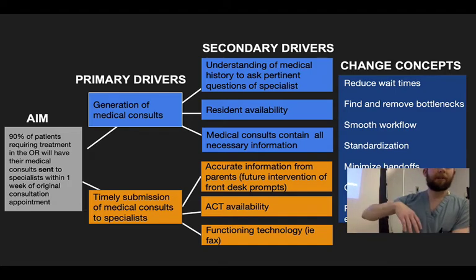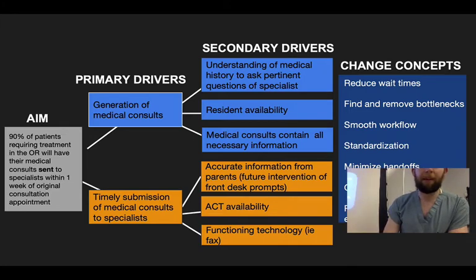So secondary drivers, we'll go into, I guess we're going a little bit long, so I'm just going to, this is clear to y'all? Okay. So for our PDSA cycle, we'll look at our run chart next.